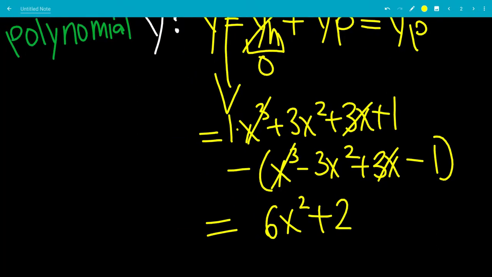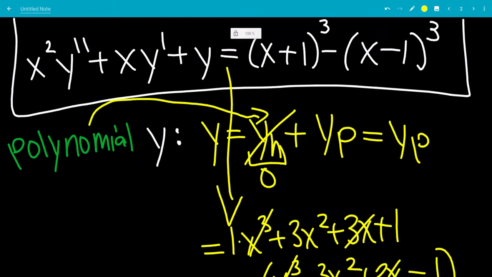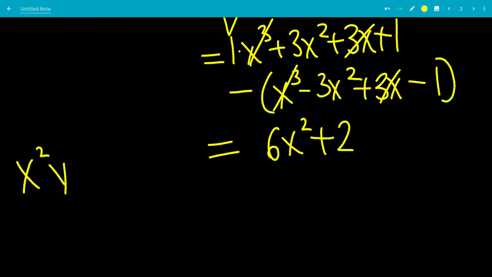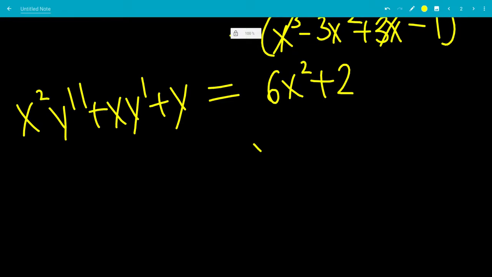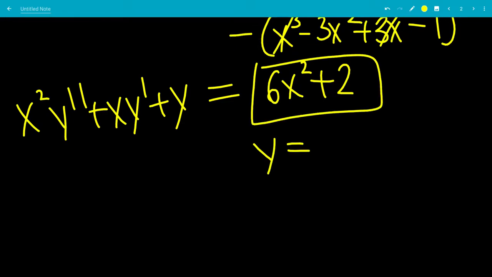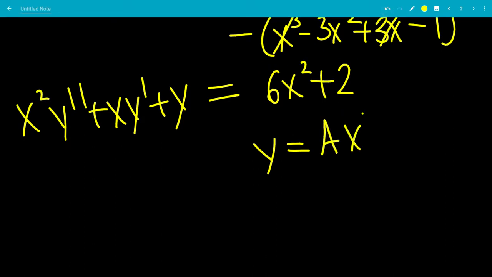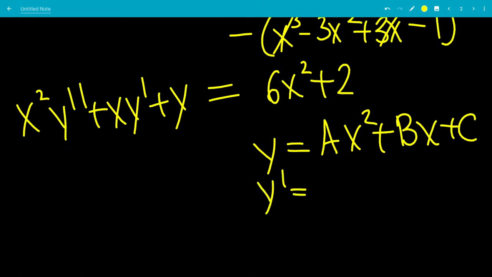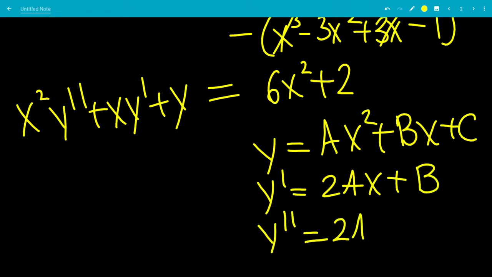On the left-hand side of the equal sign, we'll have x squared y double prime plus x y prime plus y. That's just repeating what we had before. Now we can just substitute something for y. y should be something from the right-hand side, the same power. x squared is the highest power, so y has to be ax squared plus bx plus c. That means y prime, doing the derivative, will be 2ax plus b from the power rule. Now y double prime will be 2a because x will go to 1 in that case.